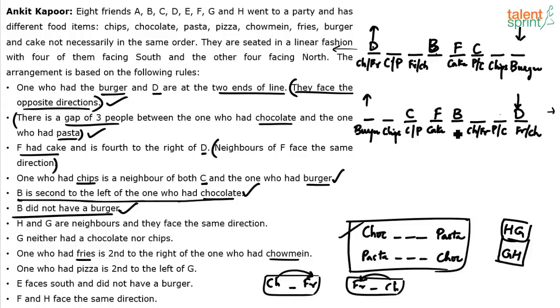Now the advantage of this is only one place is left out in terms of food items, and that can be fixed now. We have already fixed chips. We have fixed chocolate. I mean, it's not definitely fixed. Chocolate will either come here or here, but at least positions are blocked for chocolate and pasta. Similarly, pizza is not fixed. Chowmein and fries are blocked. Burger is also blocked. Cake is also blocked. So the only item left out is pizza, and I can now fix that B has pizza. B is the one who has pizza. Here also B is the one who has pizza.